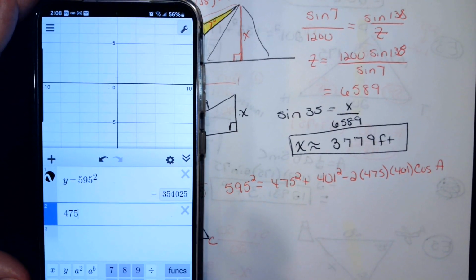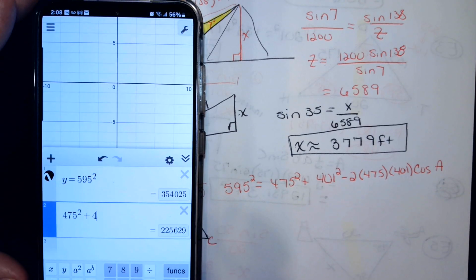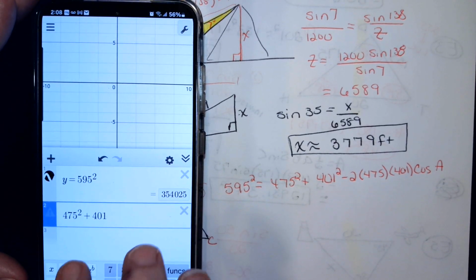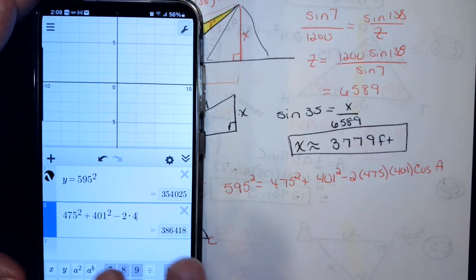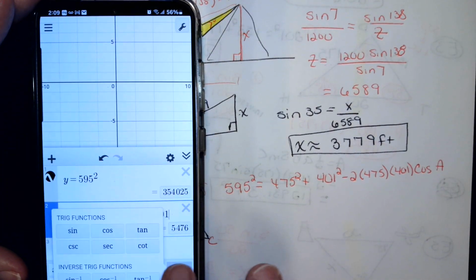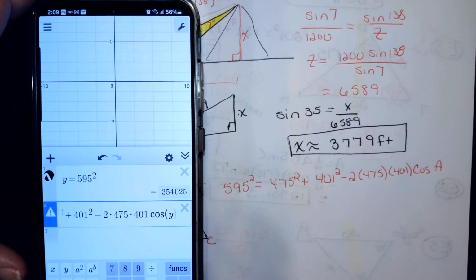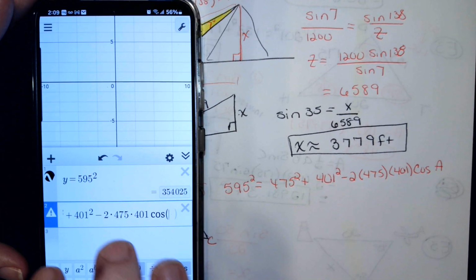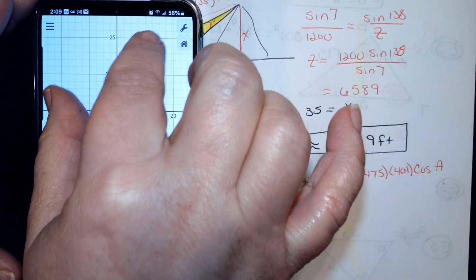So 475 squared plus 401 squared minus 2 times 475 times 401 times the cosine, and we can't use A, so we're just going to use x. We've got to get up to 354,000.